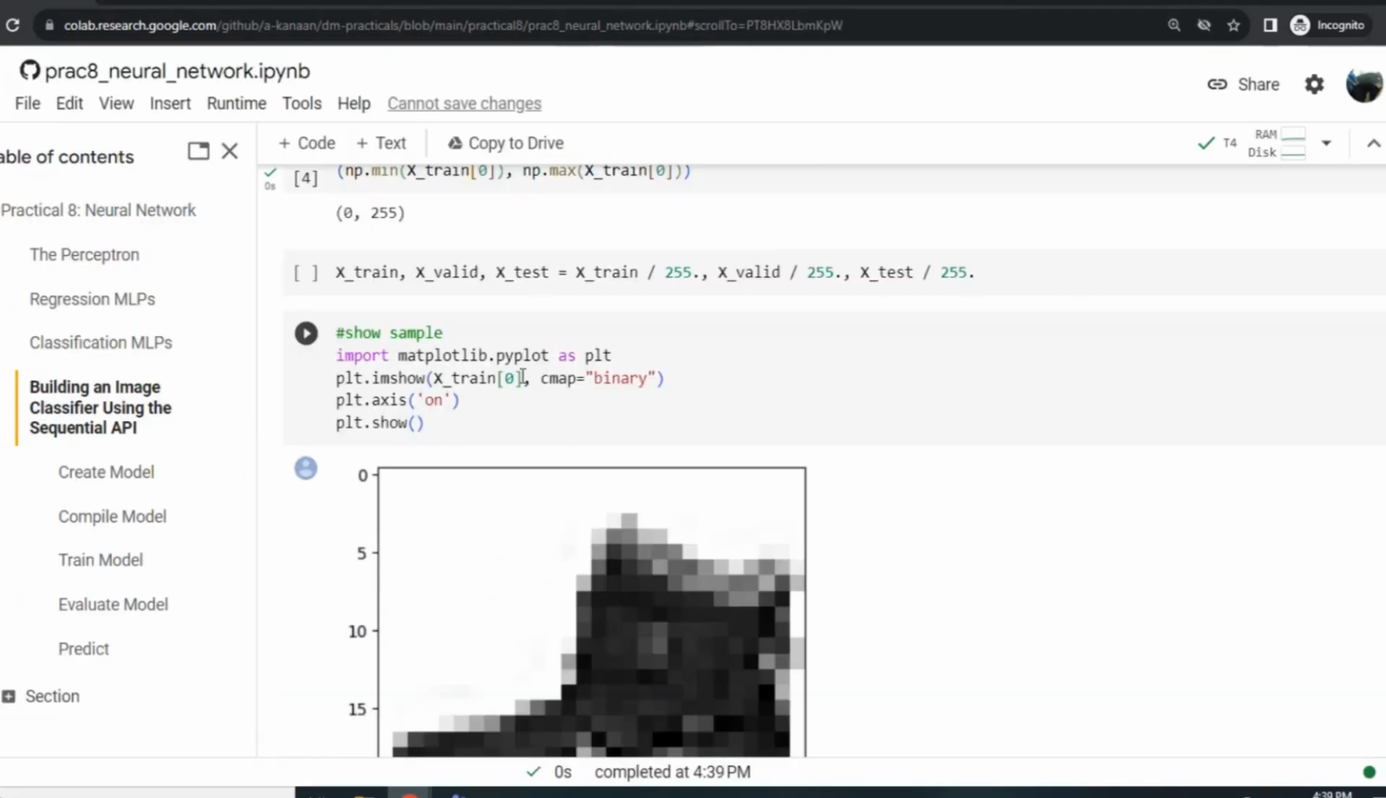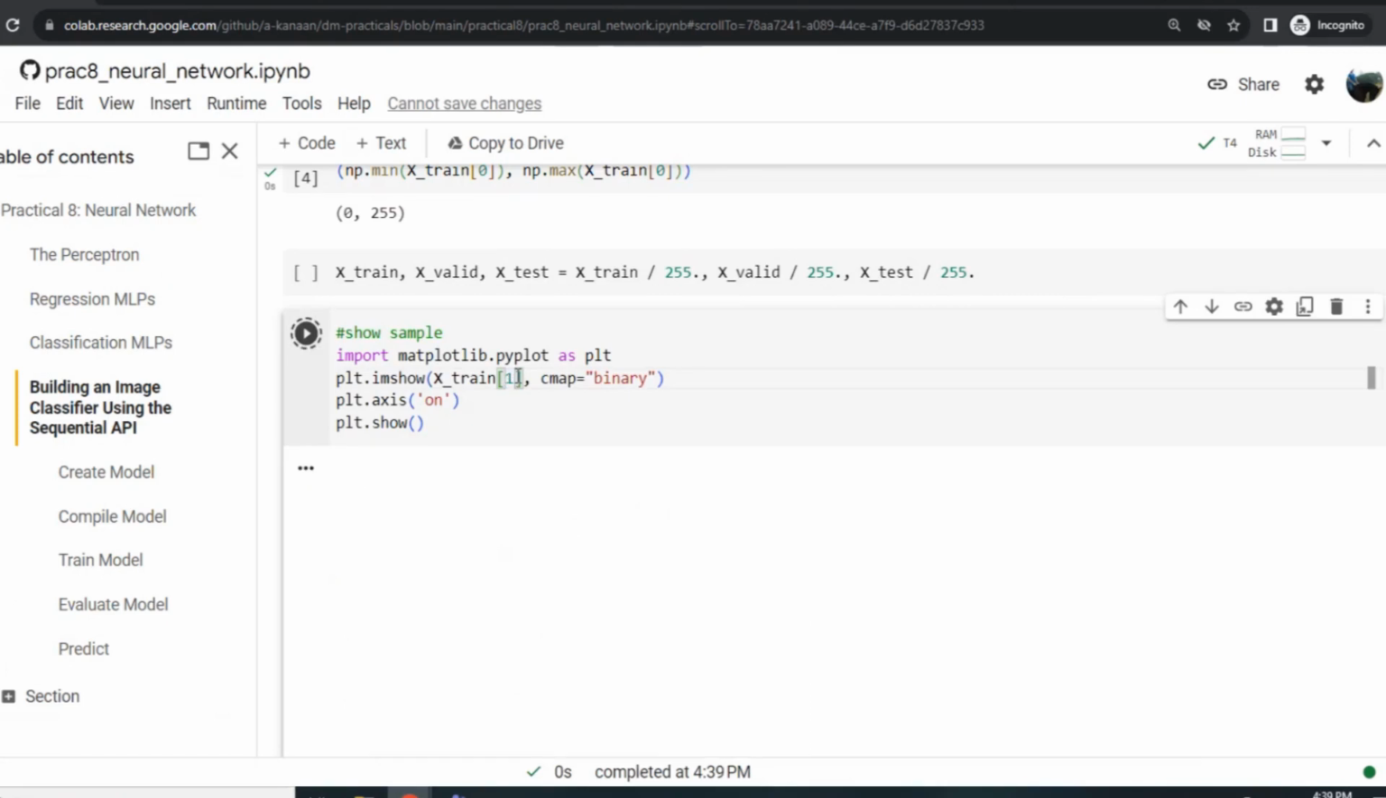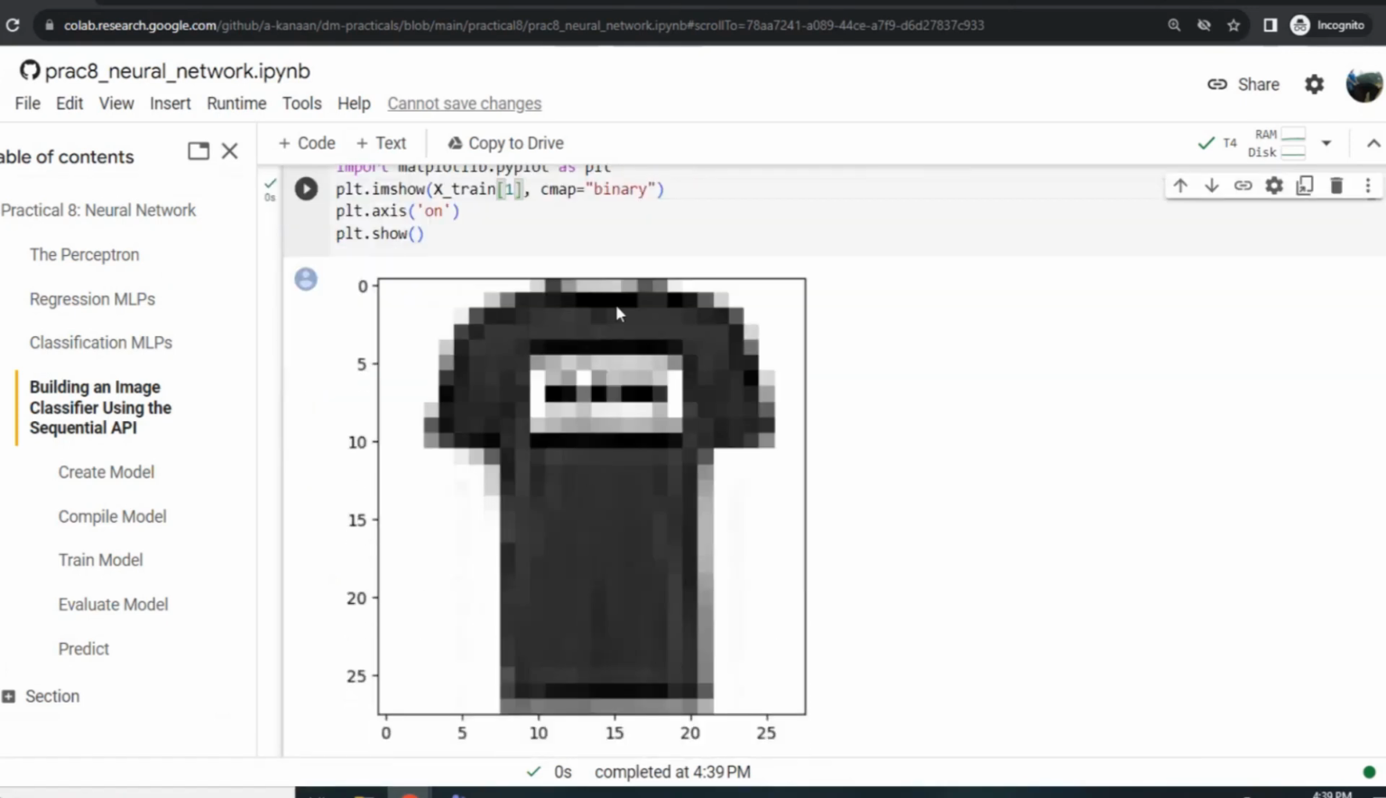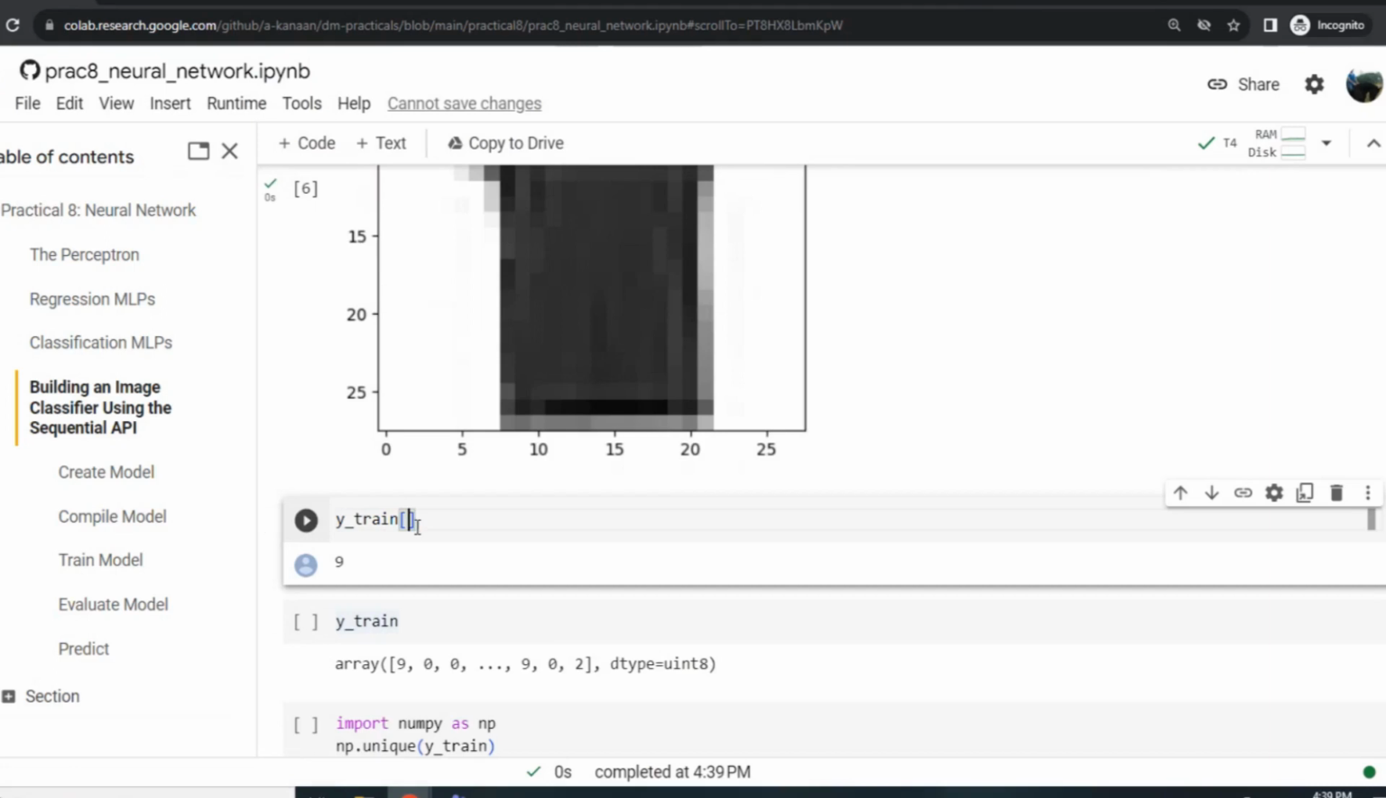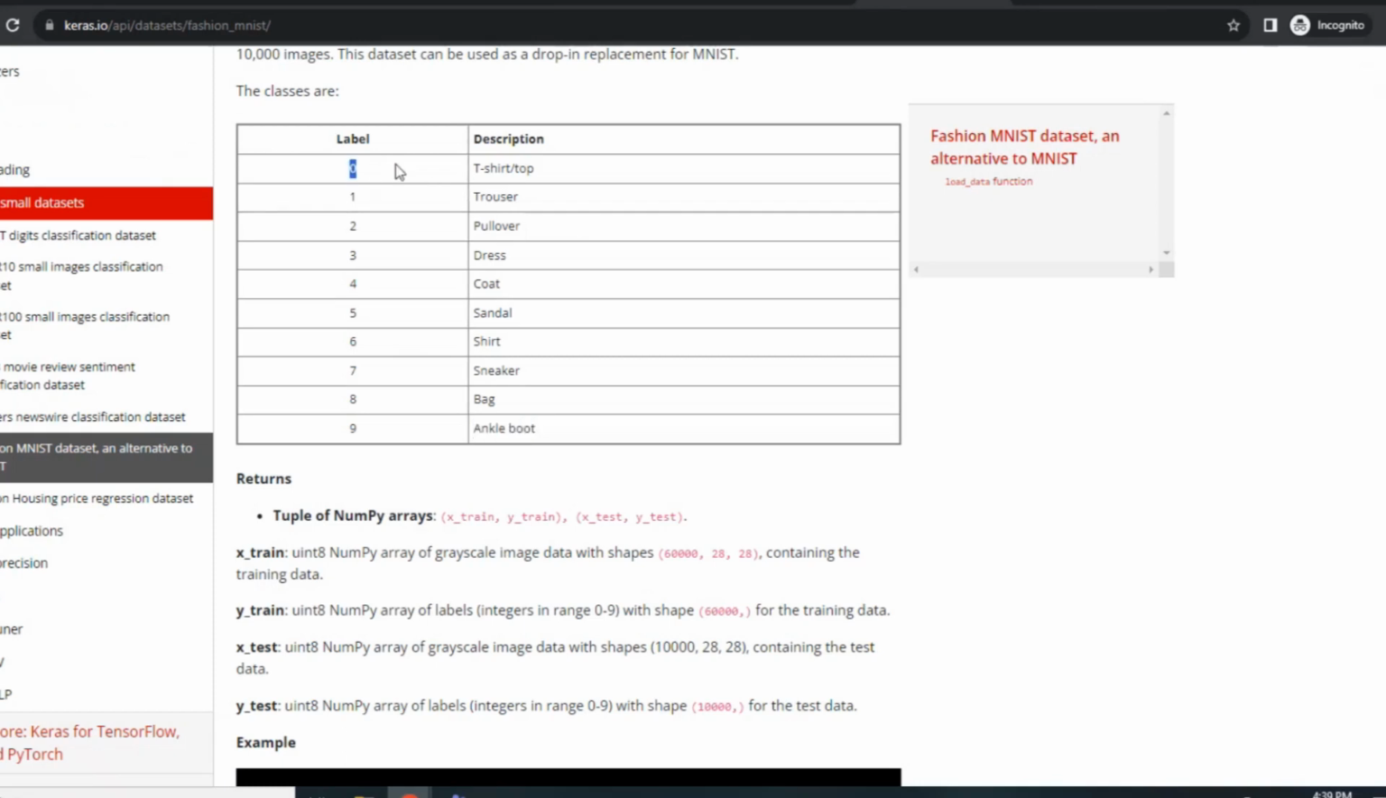How about something else? Let's take the second picture. This should be a t-shirt. So t-shirt has label 0. If we check back, 0 means t-shirt. Okay.